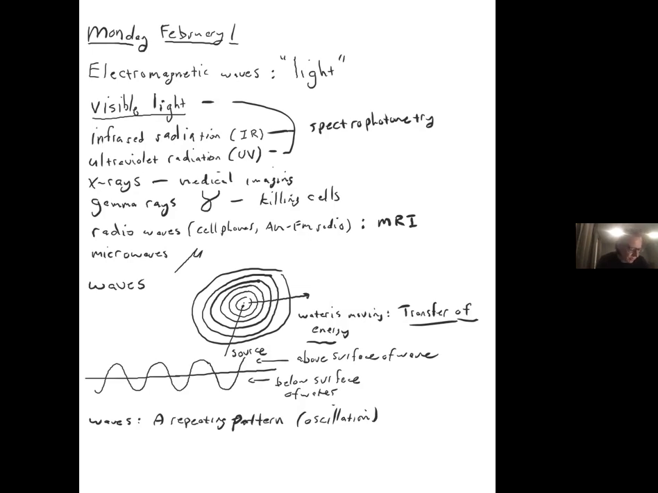Okay, what we're interested in are what are called electromagnetic waves. These are a very particular, specific type of wave, and they're very interesting. And so let me say a couple things about them. One is they travel through space.